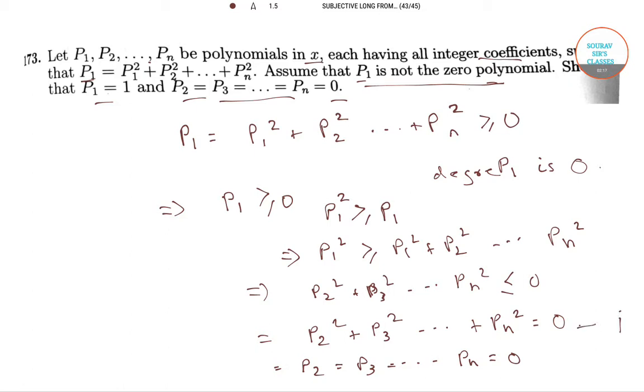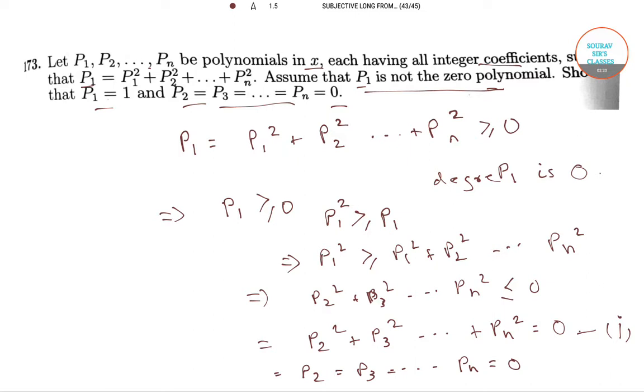Now taking this equation as 1, using this equation that P2 square plus P3 square so on till Pn square is equal to 0, in our question we will get P1 is equal to P1 square. Now since P1 is a non-zero polynomial, that is P1 is not equal to 0, we get P1 is equal to 1. Hence we have P1 is equal to 1 while the remaining polynomials are 0.